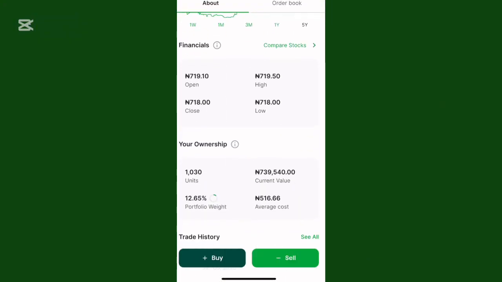If you move down, you see open, close, high, low. So for each day, the market is open from Mondays to Fridays except public holidays. So the open means the stock price when the market opens. Close means the stock price when the market closed. So Friday was the last trading session, which means on Friday, MTN stock price was 790.1 naira when it opened, and by 2:30 or 3 p.m. when the market closed, it was 718. But within the time it opened and closed, the stock went as high as 790.5 naira, and it also dipped at some point to 718 naira, but overall it closed at 718 naira.